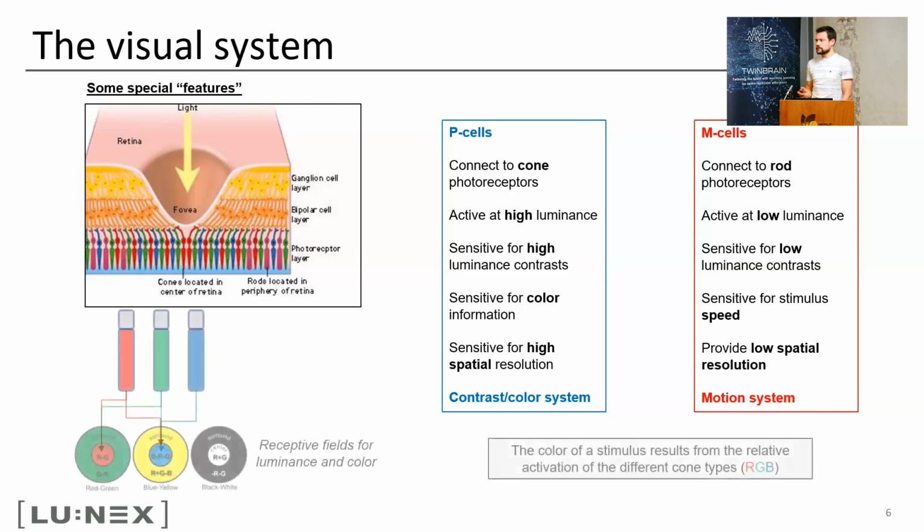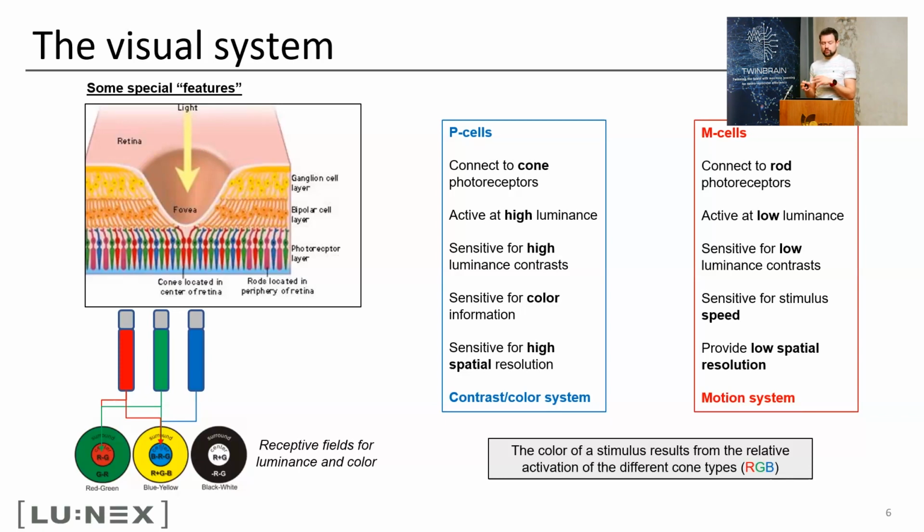And last but not least, one last piece of information for that part. We have to consider that the rods and the cones, and here especially the cones that are color sensitive, are organized in a certain way in terms of color processing. So we have these receptive fields. It's indicated here with red, green, and blue, yellow. This is how the cones are connected. This is how the cones perceive colors.